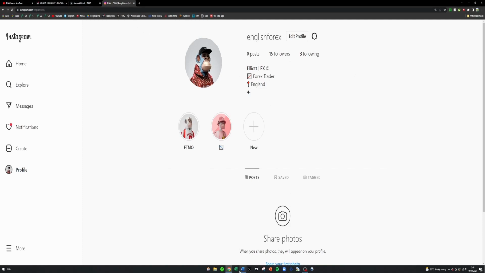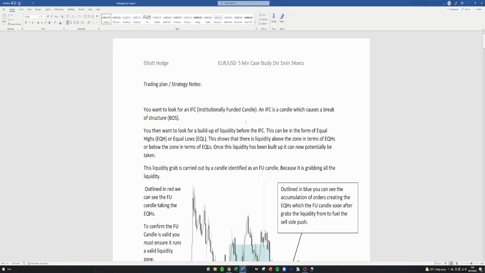But anyway, on to the notes. This is a EURUSD 5-minute case study from the LIT Liquidity Inducement Course. Some of you may have heard of LIT. If not, they're a trading company slash mentorship that have their own strategy which they've shared. It's to do with institutionally funded candles and things like that.